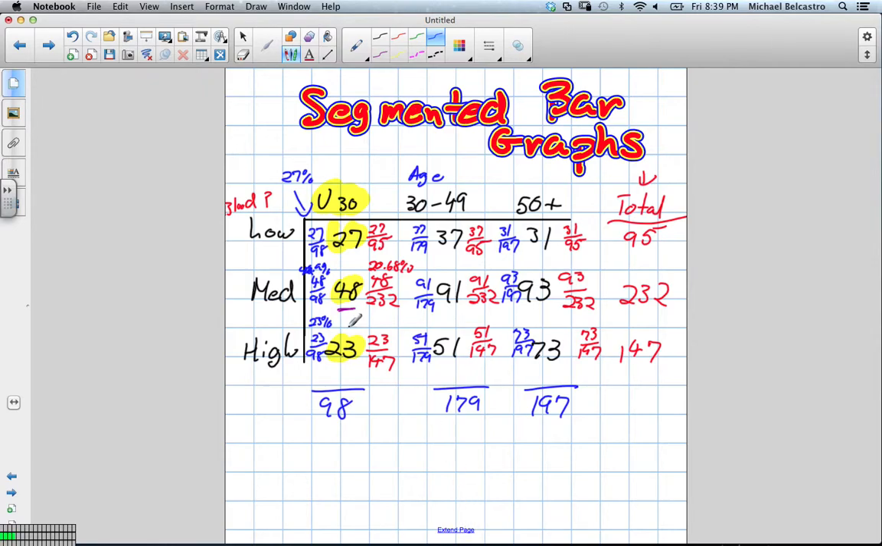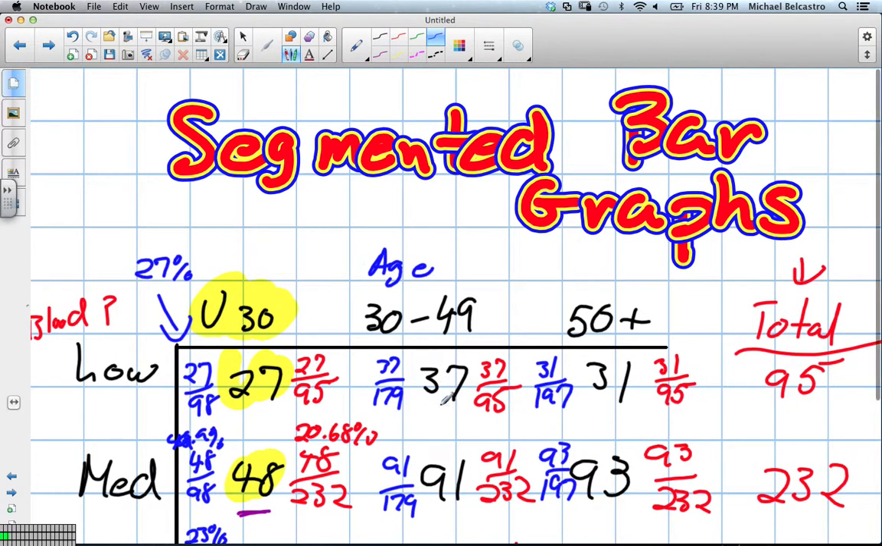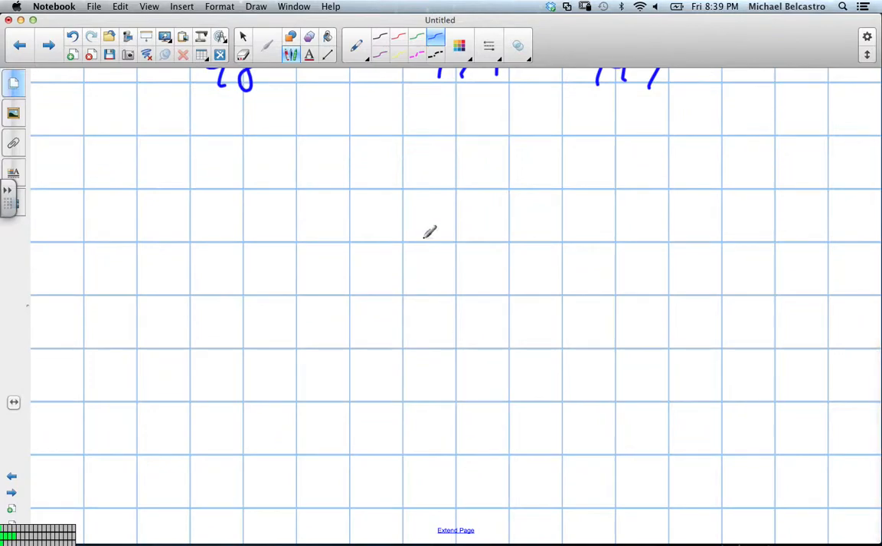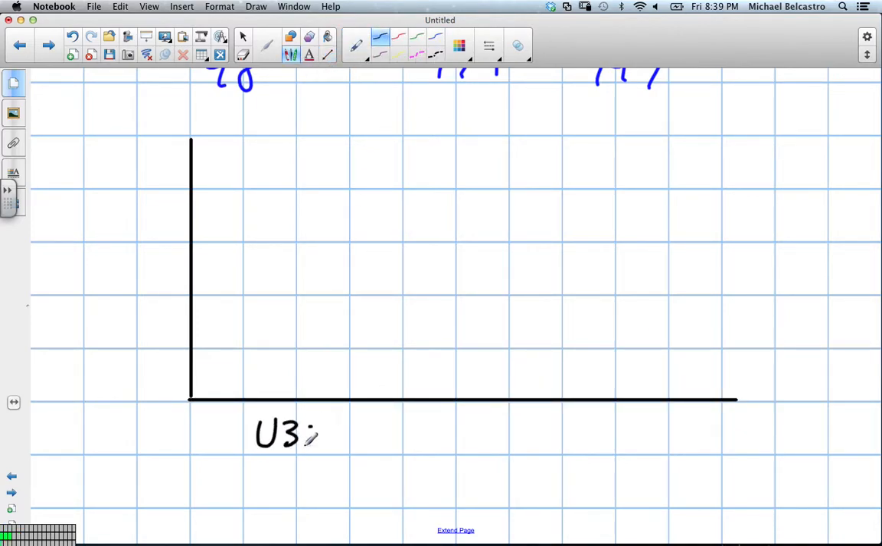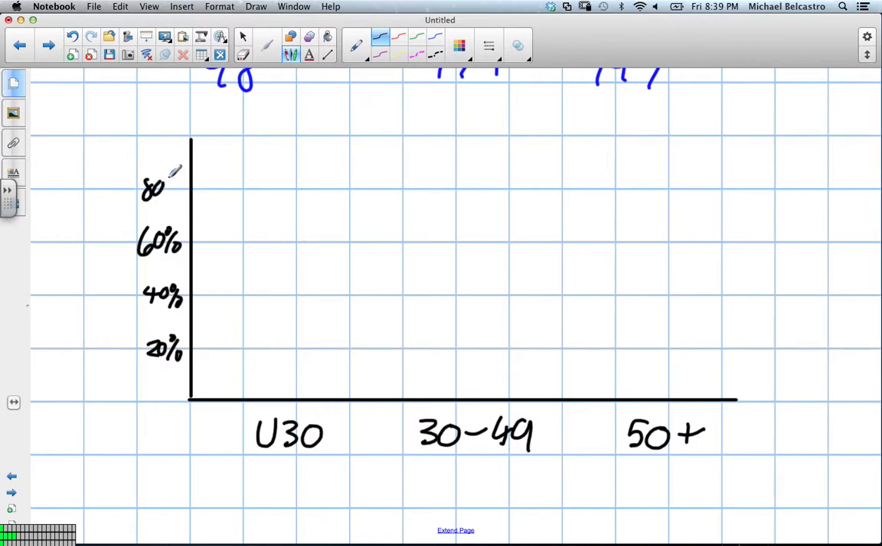So for the segmented bar graph, if I was to make this bar graph, let's scroll down here. One of the bar graphs I can make could be organized by age. In other words, what I would do is U30, so people under 30, people between 30 and 49, and people who are 50 plus. 1, 2, 3, 4, 5. Perfect. So I want these to be percentages. 20%, 40%, 60%, 80%, and 100%.